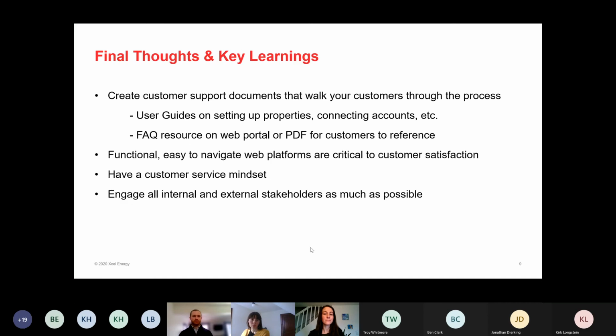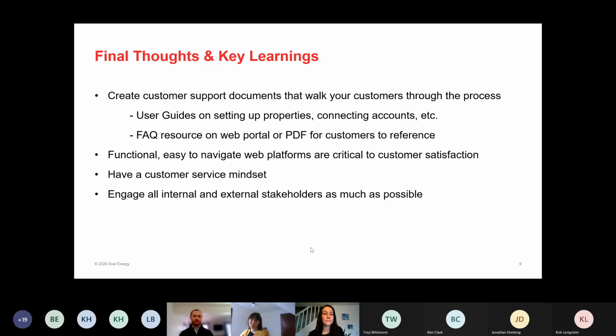And finally, just some final thoughts and key learnings. Definitely creating customer support documents that walk your customers through the process is super helpful. I know Emma mentioned that in her presentation as well, but having a dedicated user guide, where your customers can see how to set up properties, connect their accounts, even do things in Energy Star. I highly recommend putting screenshots in there. All of that will make your life easier, and your customers will certainly appreciate a reference guide to use.